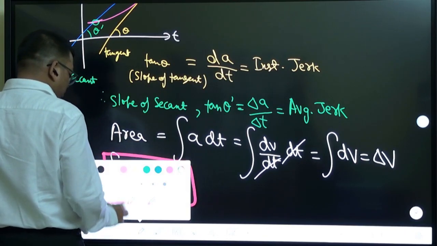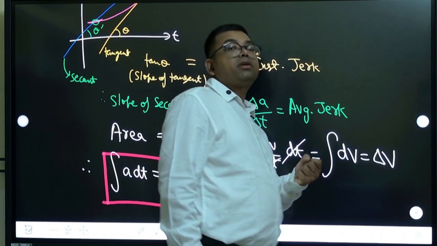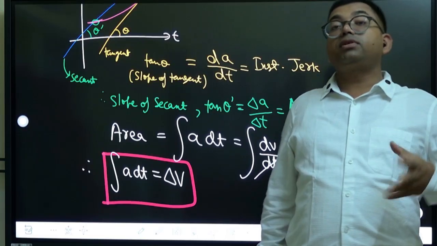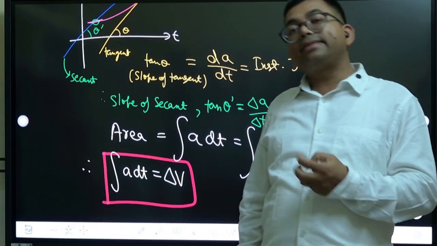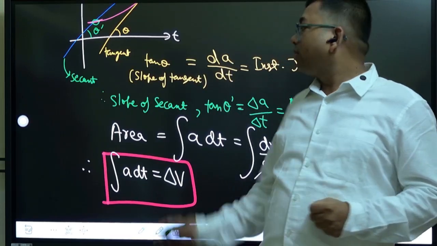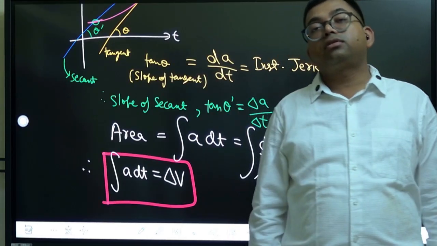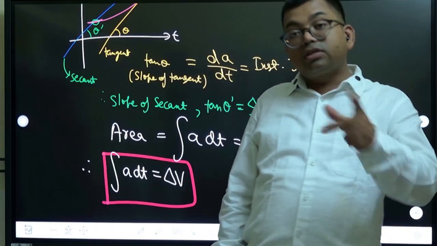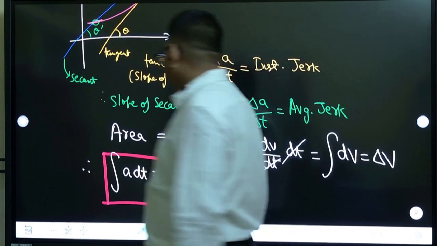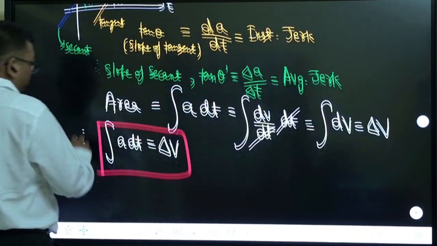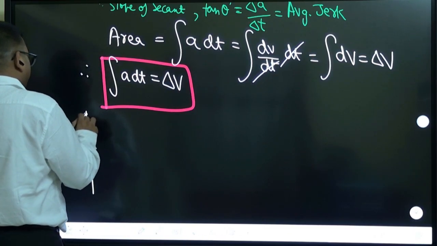So now we can see so many applications, right? Different graphs have different meanings of integration. The meaning of integration is area, but in different contexts it will have different meanings. For example, in the acceleration time graph, the area gives change of velocity. In the velocity time graph, the area gives displacement. Okay. Similarly, let us take the acceleration position graph, the AX graph.